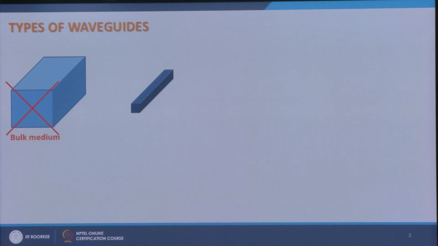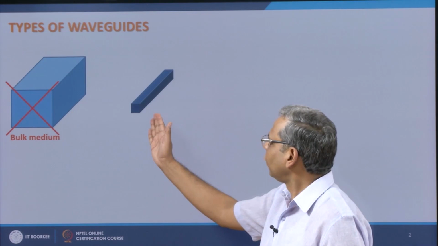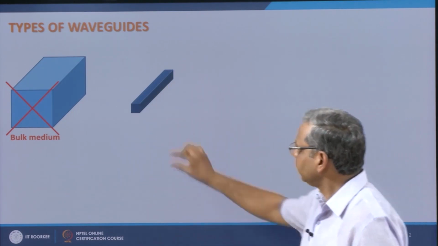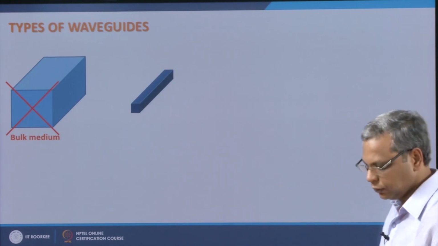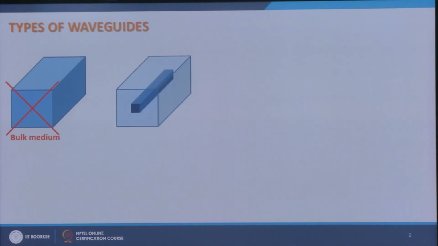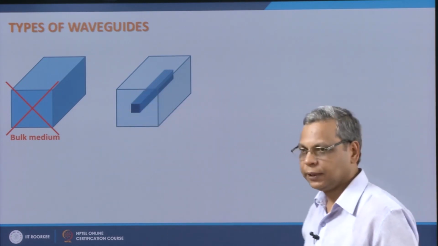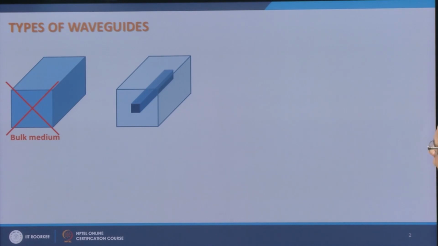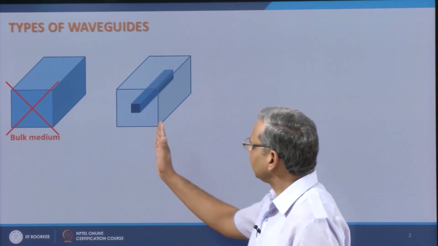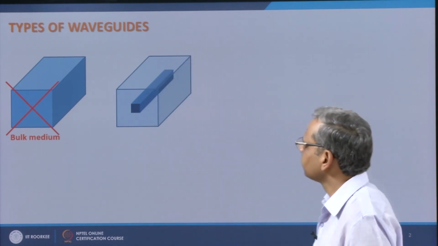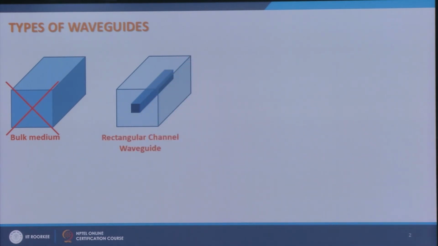We can have a waveguide like this where we have a channel or a material in this geometry and the dimensions are comparable to the wavelength, and it is surrounded by a lower index medium like this. Then in this way I create a channel for light to flow along this. This is a rectangular channel waveguide.